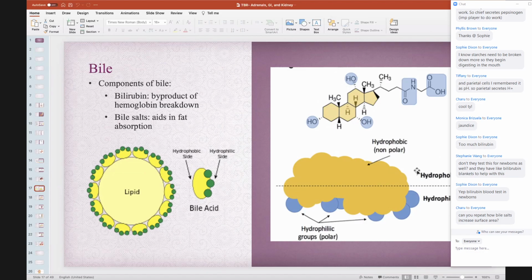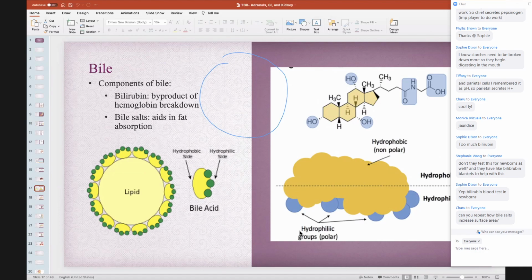Yeah, so how do bile salts increase surface area? Let's say we have a giant glob of lipids. The reason we have a giant glob of lipid is because lipids are hydrophobic in a hydrophilic environment. The GI lumen is a hydrophilic environment, very watery. These hydrophobic substances don't like interacting with hydrophilic environments, so they will clump up.